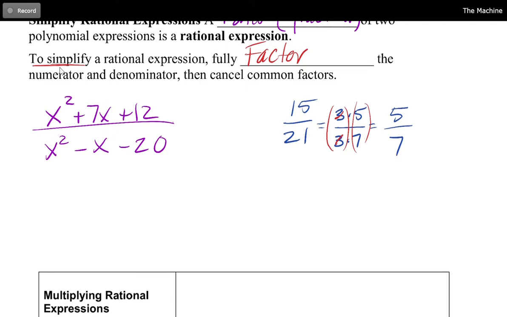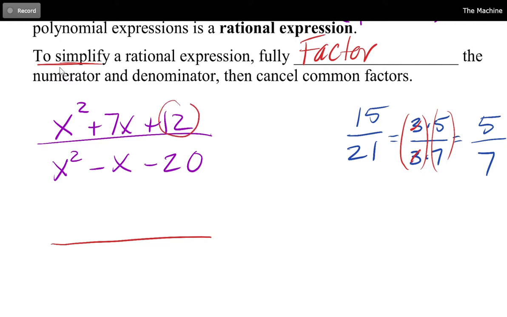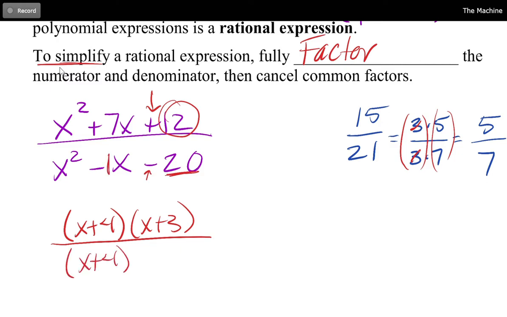So for this fraction here, what I need to do is fully factor the top and the bottom. And if you need some help on factoring, please go back and watch my factoring videos on my channel. So this is a quadratic. I need to find factors of 12 that when I add them together give me 7. Well, that's going to be x plus 4 and x plus 3. Then I need to find factors of 20 that when I subtract them give me the number 1. Well, that's going to be an x plus 4 also, and then an x minus 5.